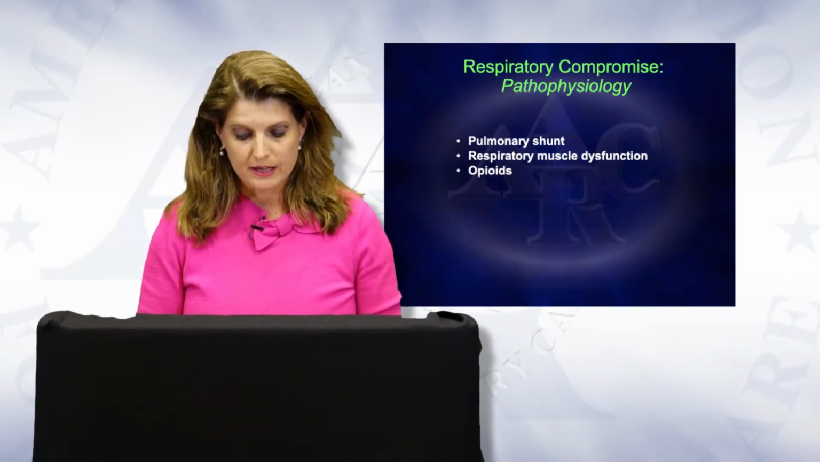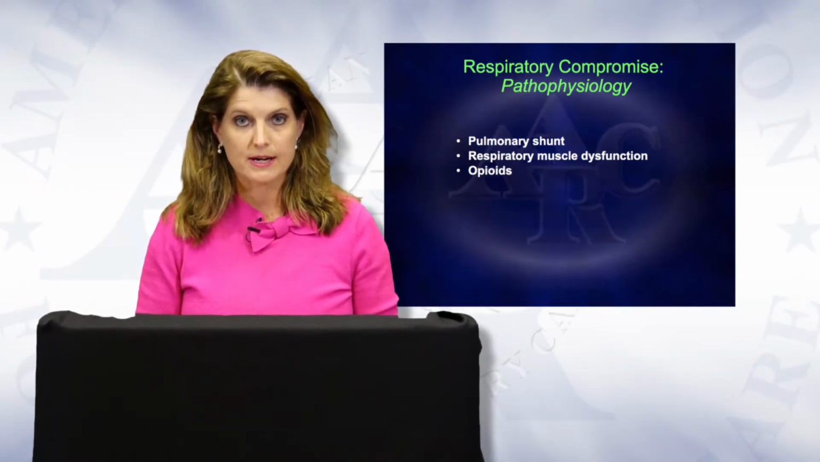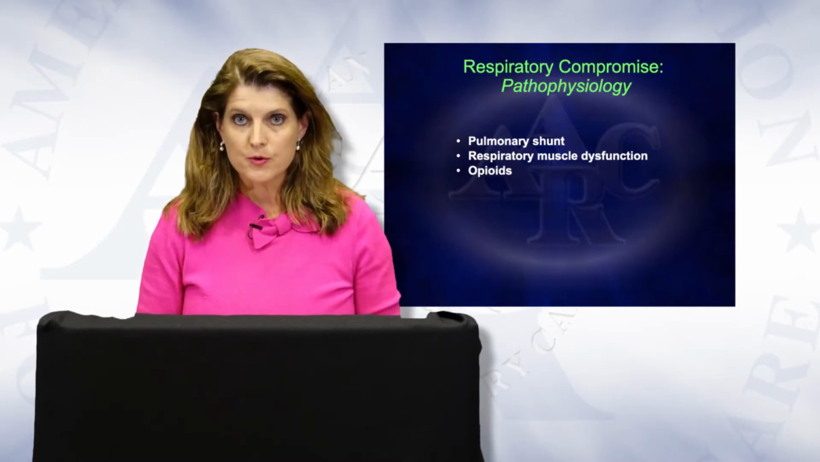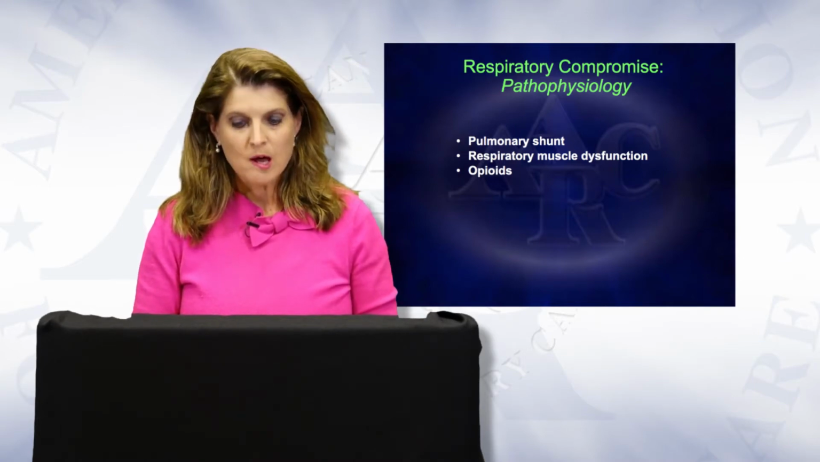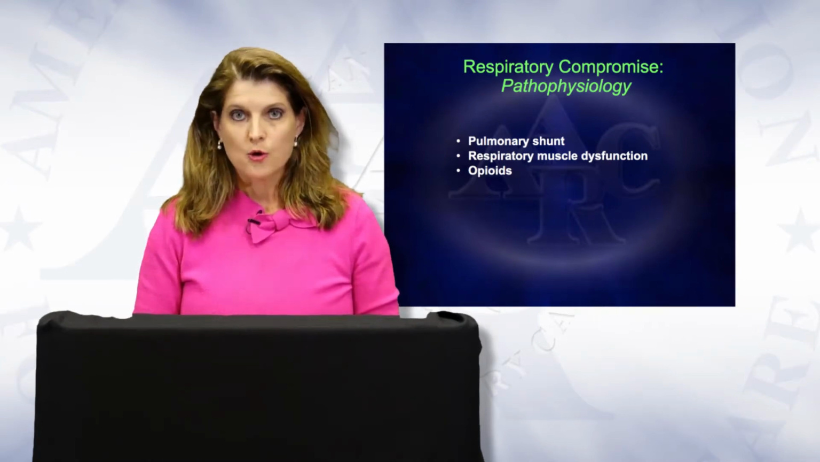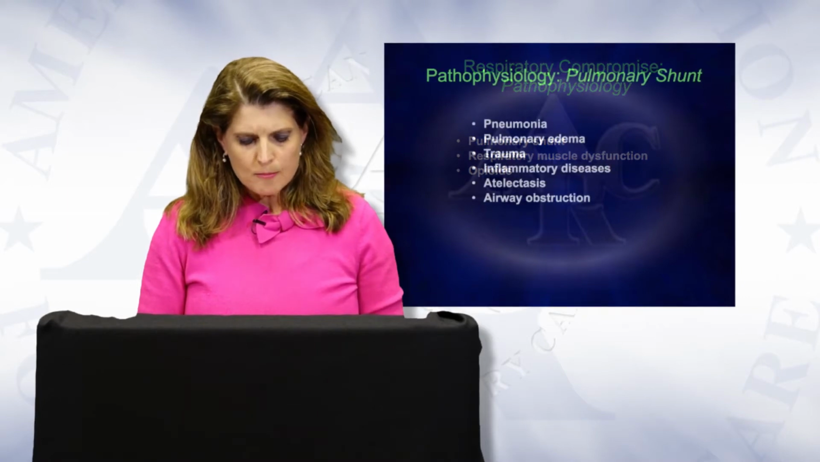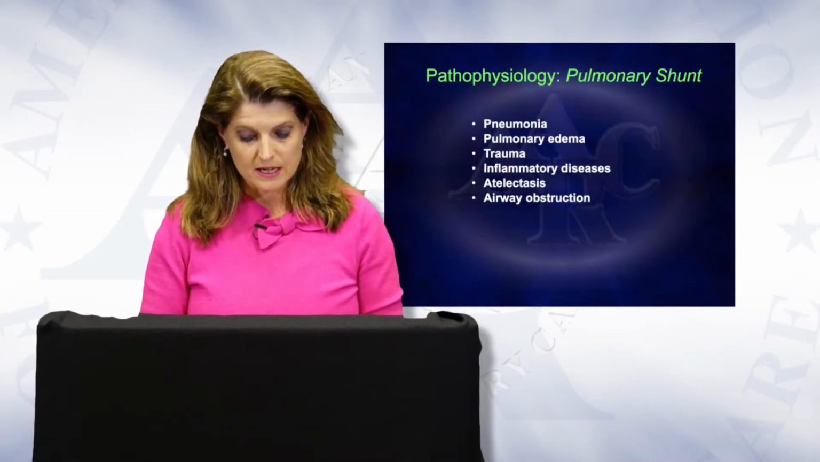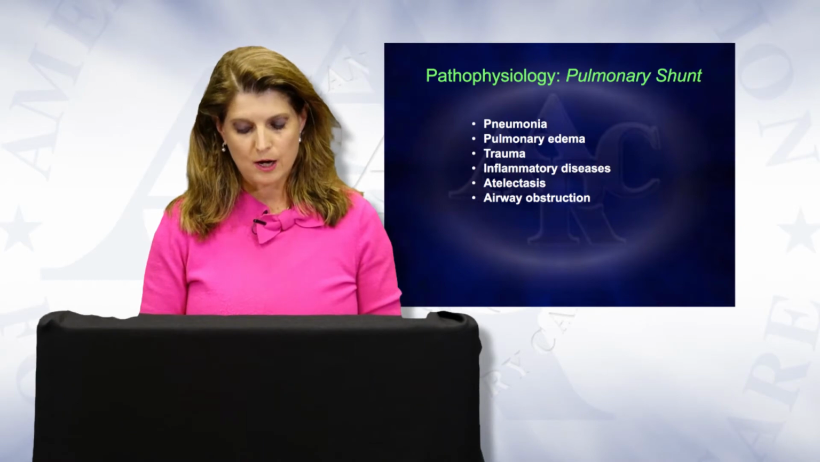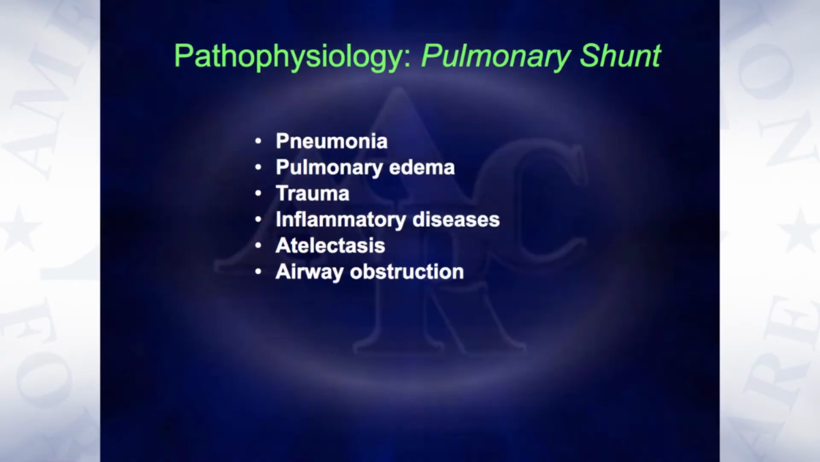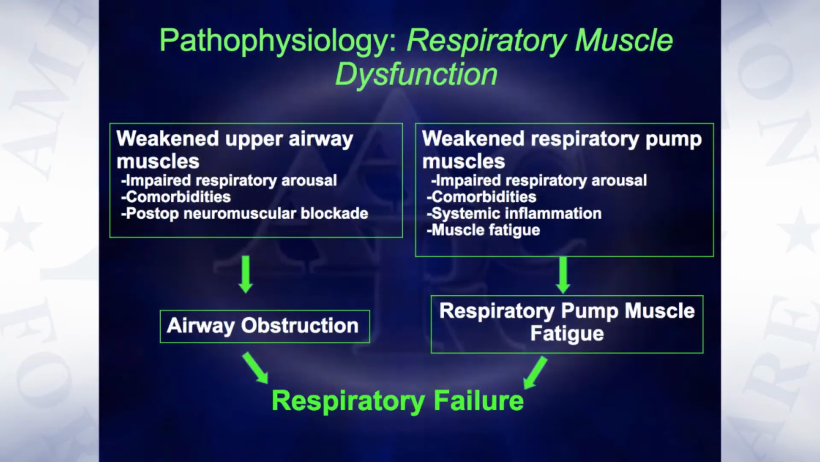The most common factors leading to respiratory failure are associated with one or more of three distinct processes: pulmonary shunt, respiratory muscle dysfunction, and opioids. Pulmonary shunt results from diseases that cause either airway edema or airway collapse, including pneumonia, pulmonary edema, trauma, inflammatory diseases, atelectasis, airway obstruction. Respiratory muscle dysfunction can follow two pathways.